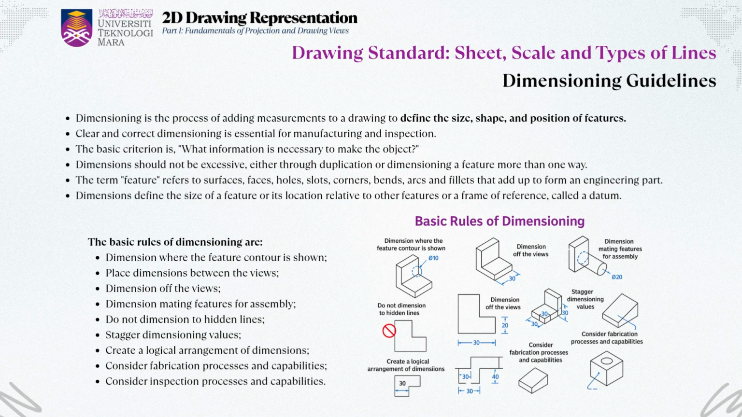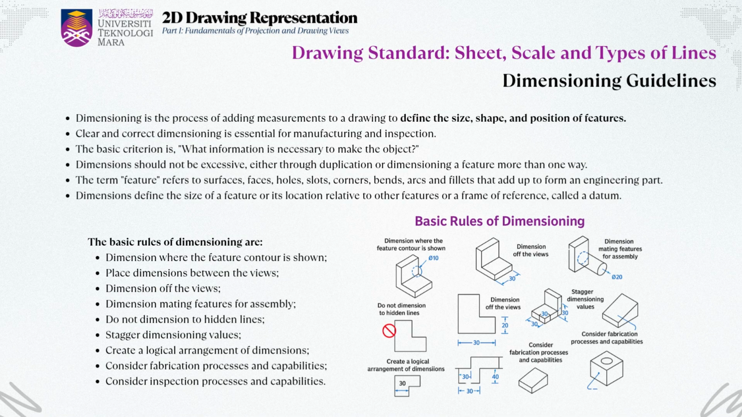Clear and correct dimensioning is very important for both manufacturing and quality inspection. It helps avoid confusion and ensures that the final product matches the design exactly. A helpful rule to remember is to always ask yourself, what information is needed to make this object? You only need to include the necessary details, not more, not less. Adding too many or duplicate dimensions can clutter the drawing and cause mistakes or delays during production.